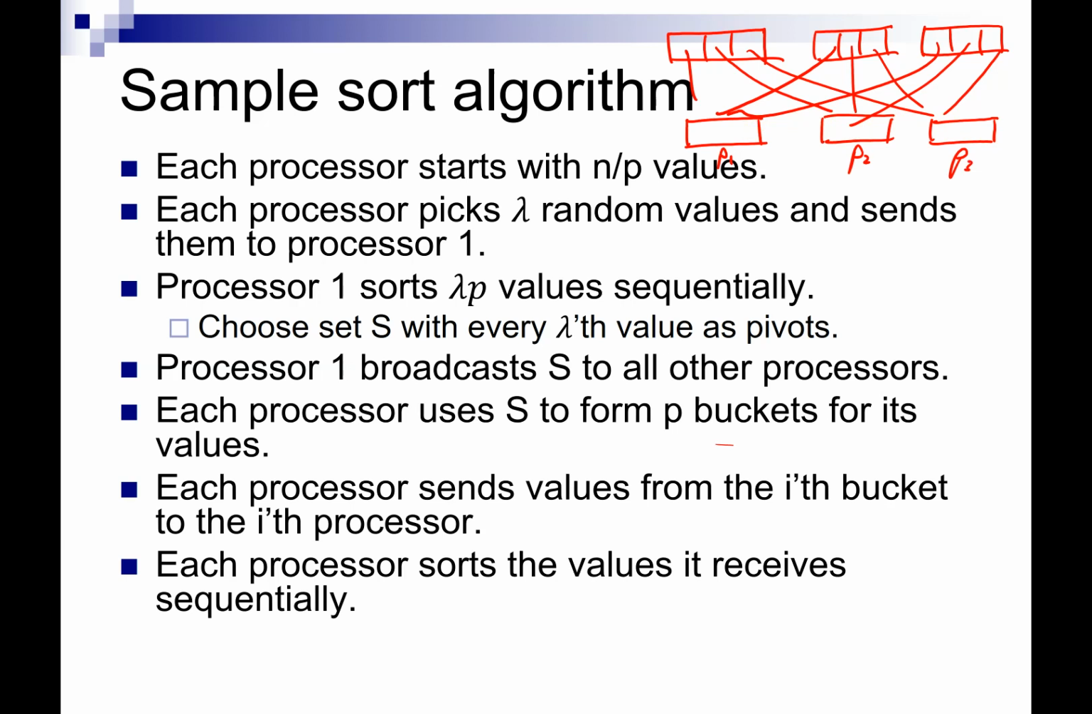And then the overall sequence is sorted since P1 has the smallest values: all of these come from the first bucket, which is the smallest bucket, and it has been sorted. And this is the second smallest bucket, which has been sorted, and so on, right? Then if you just read the values from left to right across all these processors, that is the overall sorted sequence.